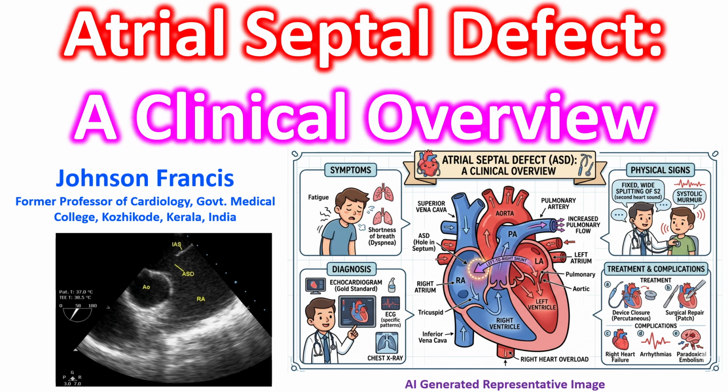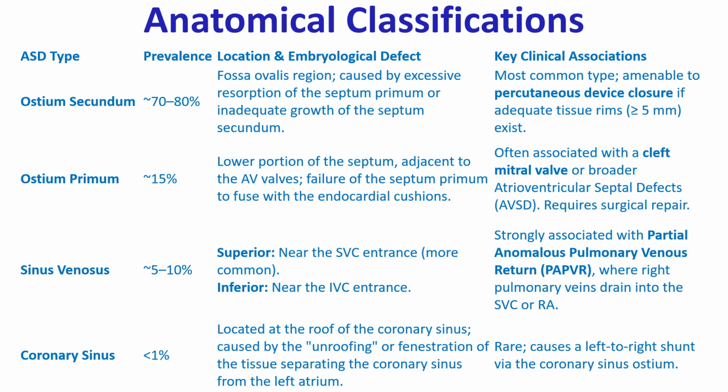Atrial septal defect, or ASD, is one of the most common congenital heart diseases encountered in adulthood. While frequently asymptomatic during childhood, its long-term hemodynamic consequences demand precise anatomical and clinical differentiation. Atrial septal defects are classified based on their embryological mechanisms and anatomical locations within the interatrial septum.